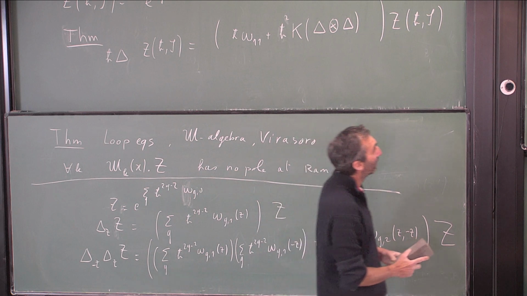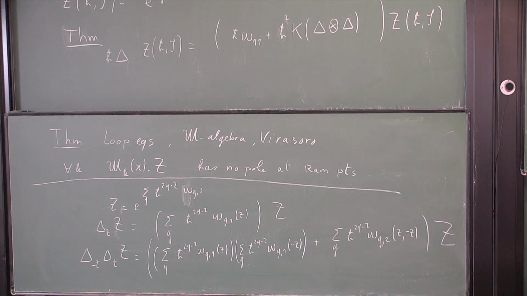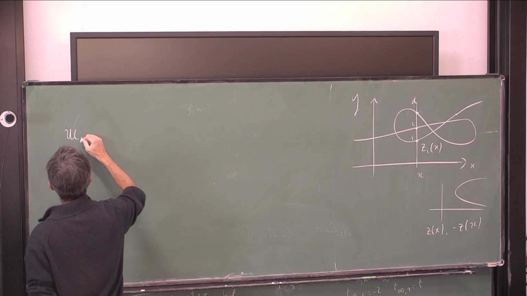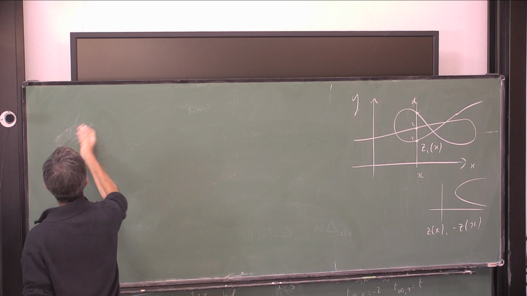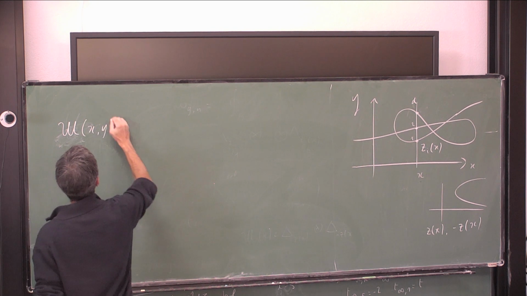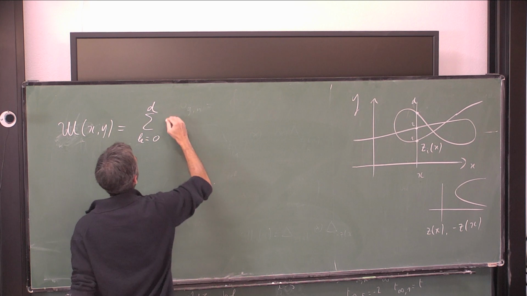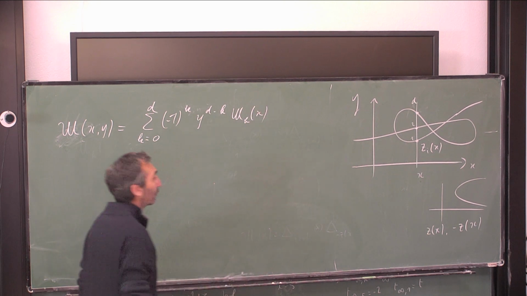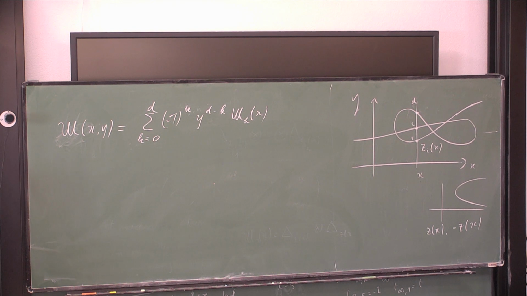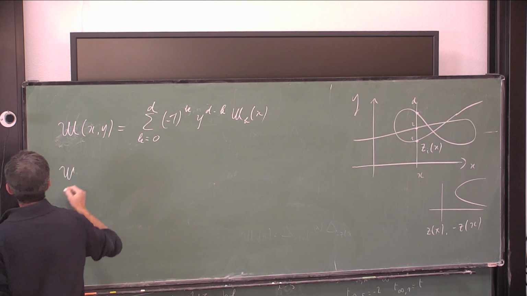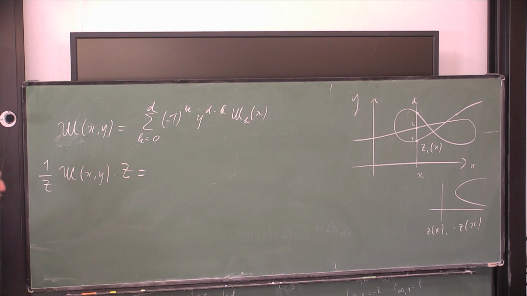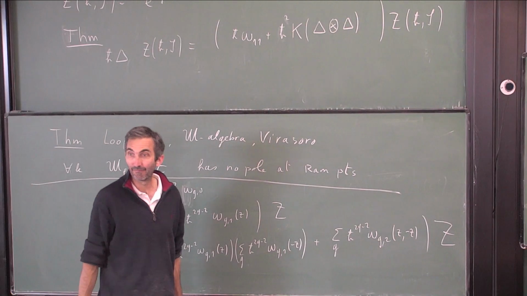Here I'm afraid it will be slightly more technical. Let me also define this operator, equals the sum over k equals 0 to d of minus 1 to the k, y to the d minus k, omega_k of x. So it's just a way to collect all the omega_k's together. So the same statement says that omega of x, y applied to Z, and let me divide by Z, is something that has poles only at infinity, or nowhere else.